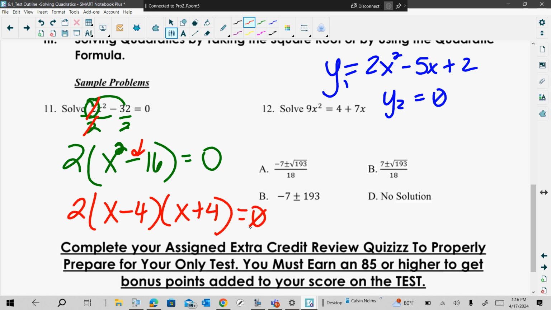Divide by 2, and what do you do to the x squared? You take the square root. Just take the square root of 16, yes.